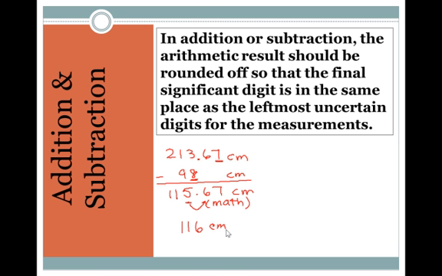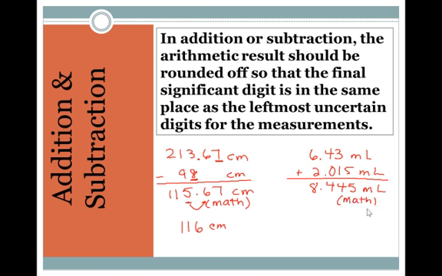Okay, let's look at another example. Let's take 2.43 milliliters, and we're going to add 2.015 milliliters. And we get a math answer of 8.445 milliliters. Now remember, that's your math answer. It's not your science answer.